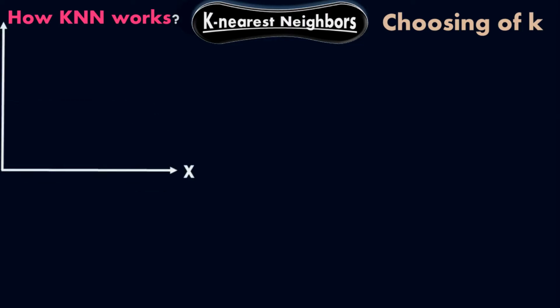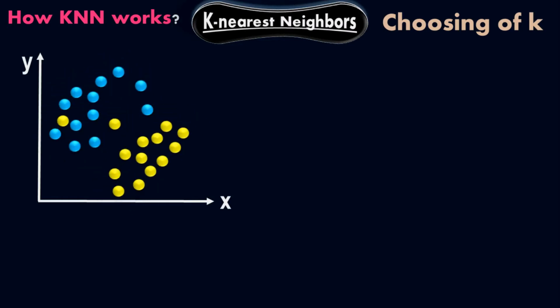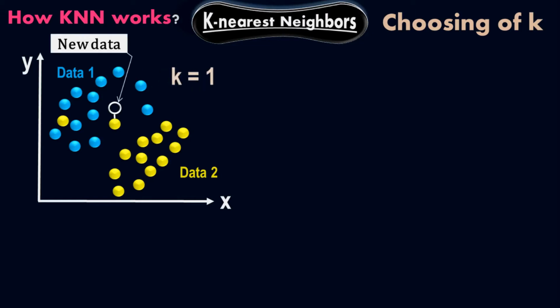Look, this is my KNN model. It is in a two-dimensional view. These are my two data classes, data 1 and data 2. I have this new data here. This is my new data. So I randomly pick K equals to 1. I'm just showing you why the K value is very important.